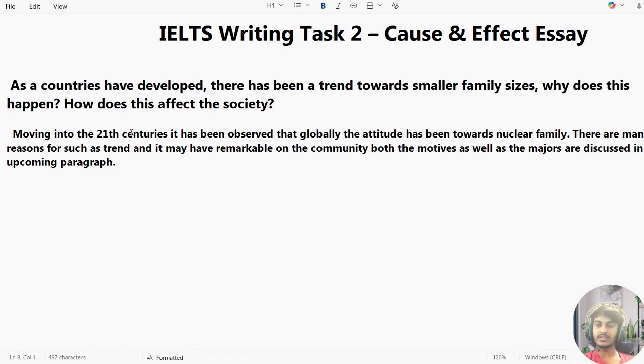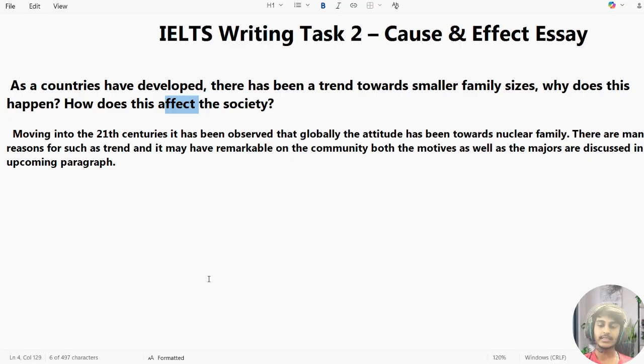Moving into the 21st century, the question is like spoken emphasis: why does this happen? How does this affect the society? So this line is very important. Why? Because the student is repeating the task in his own way. The examiner immediately understands, okay, this student will talk about reasons and effects. This gives the examiner confidence in your writing.